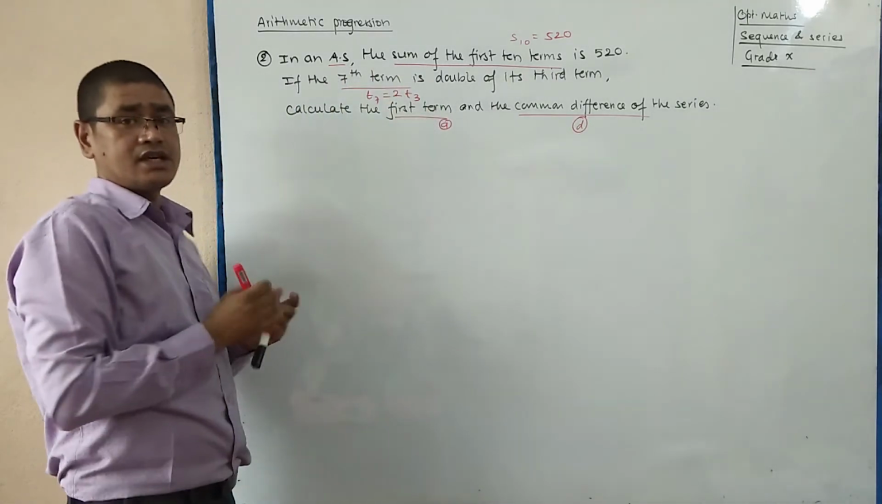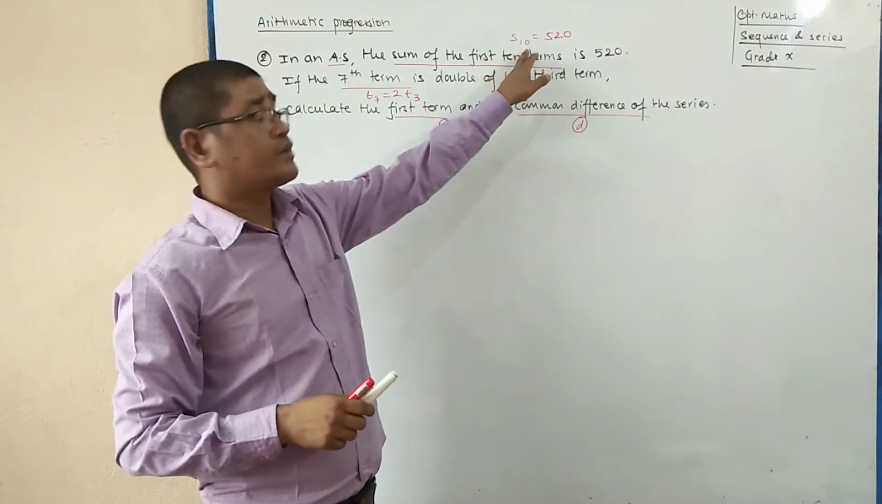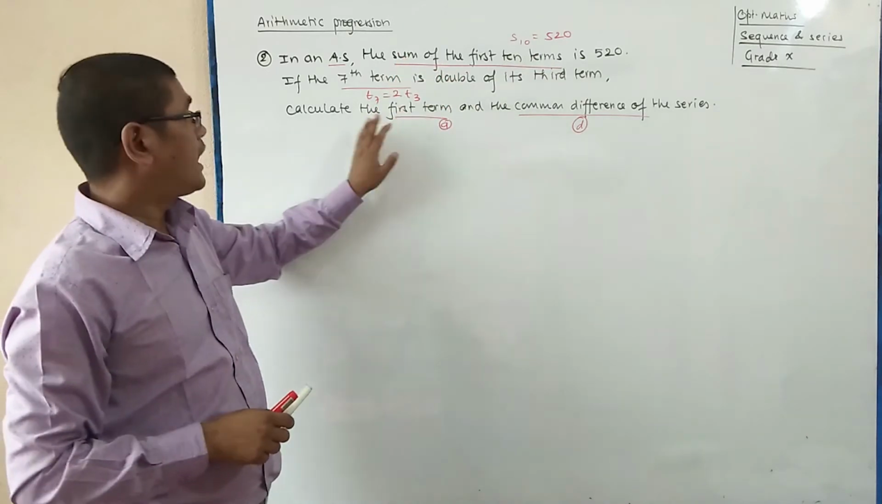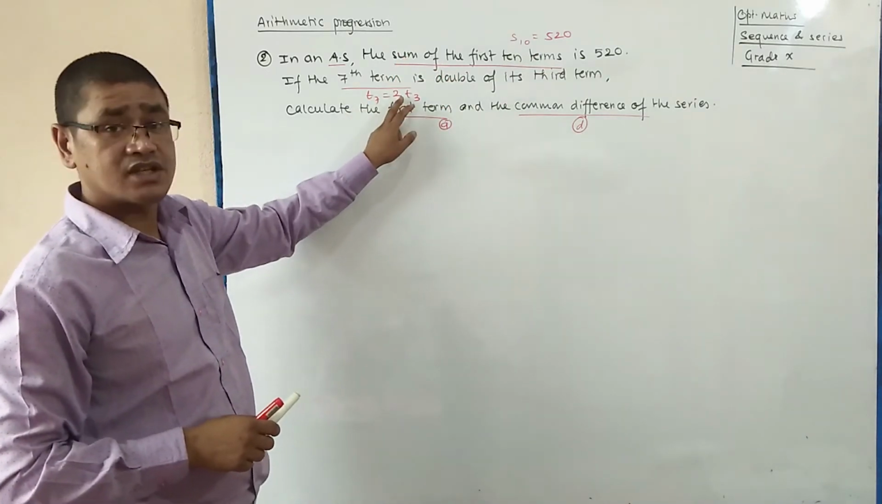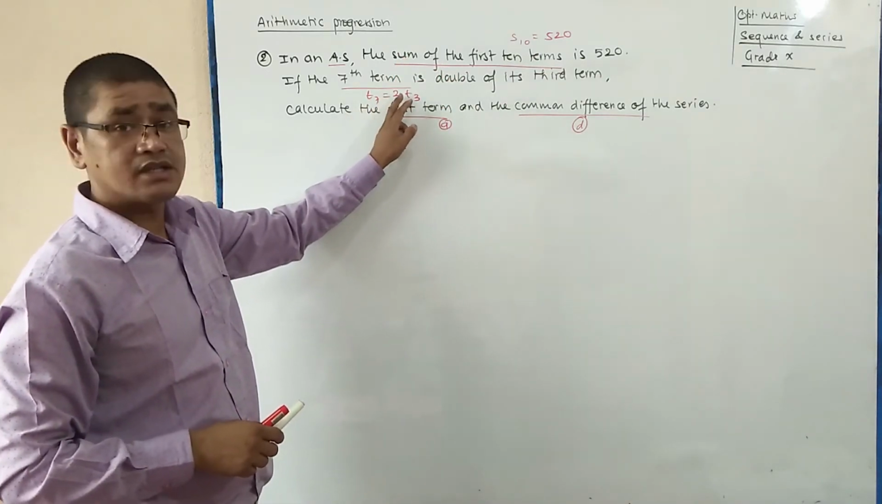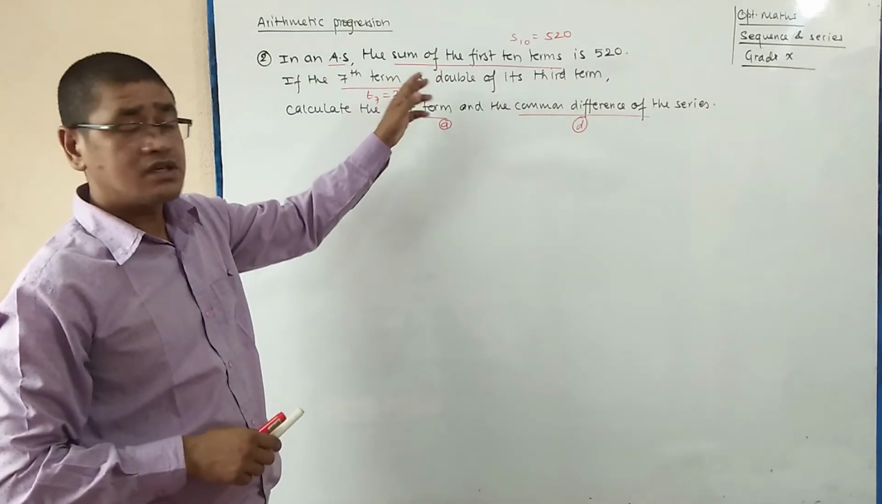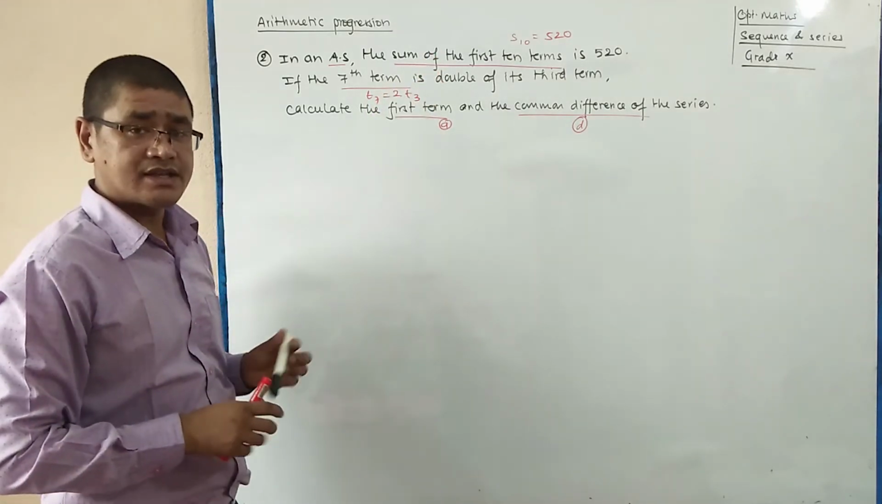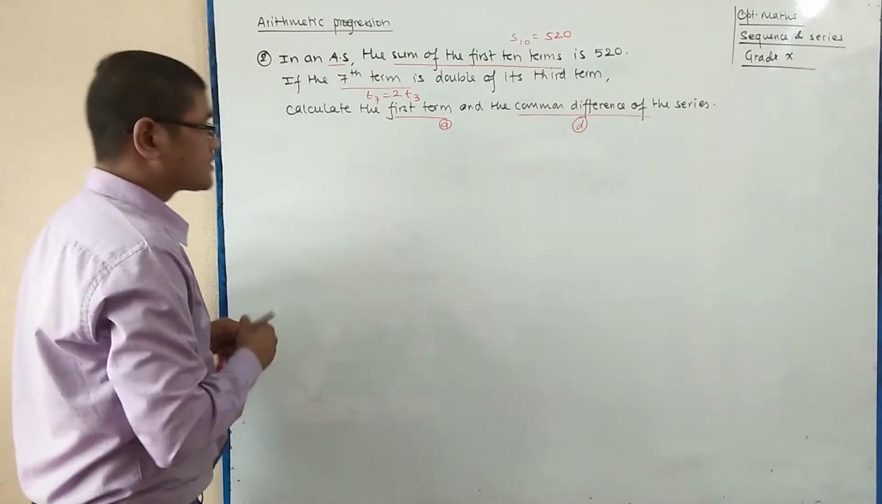We can do this easily. One formula we can apply here, and with the help of this condition as well, we can apply the formula there. If we solve these two equations, we get the values of A and D respectively. Okay, let's start this one.